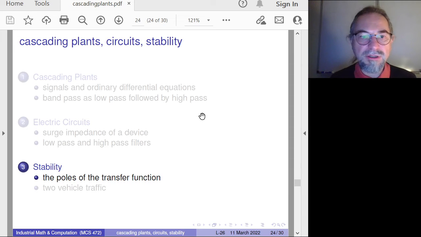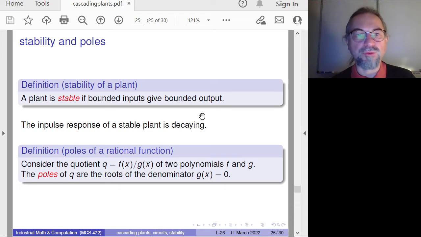Okay, so in the last 10 minutes I will describe stability. This chapter goes towards control. We want to control a plant. When is a plant stable? A plant is stable if a bounded input gives bounded outputs.